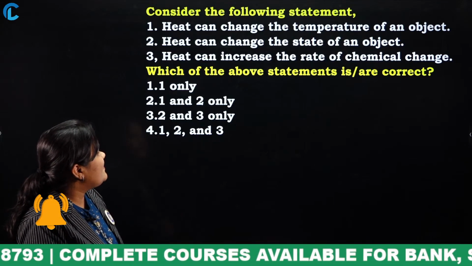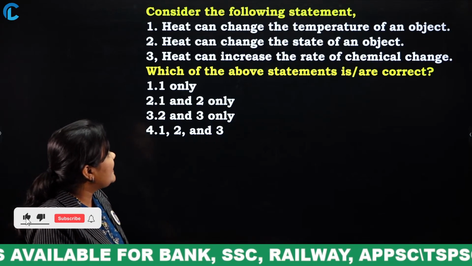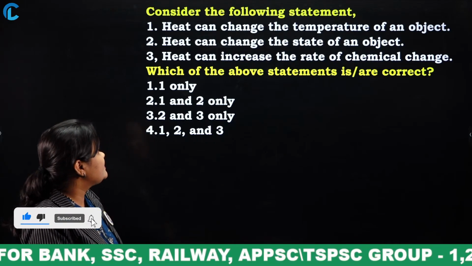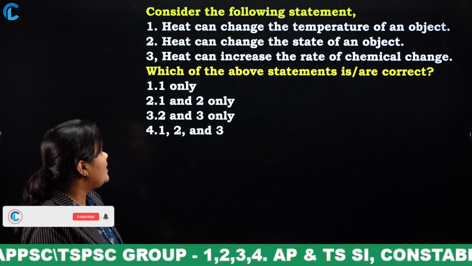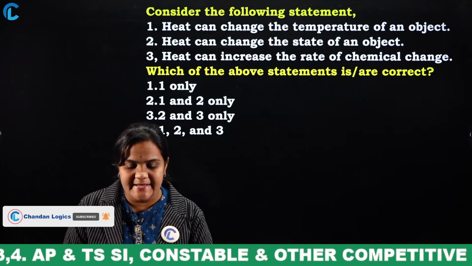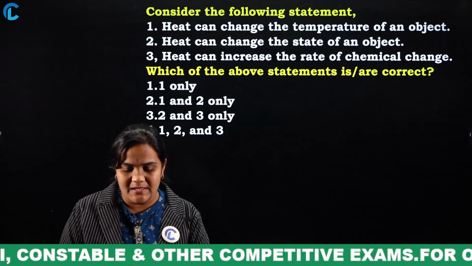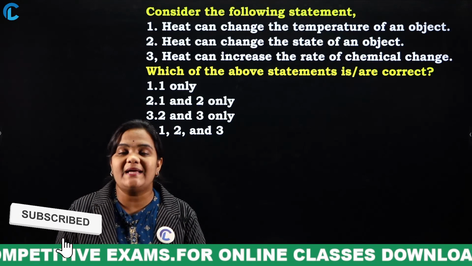Consider the following statements. Heat can change the temperature of an object. Heat can change the state of an object. Heat can increase the rate of chemical change. Which of the above statements are true? 1 only, 1 and 2 only, 2 and 3 only, 1, 2, 3. It has given 3 statements and we have to find the correct statements.